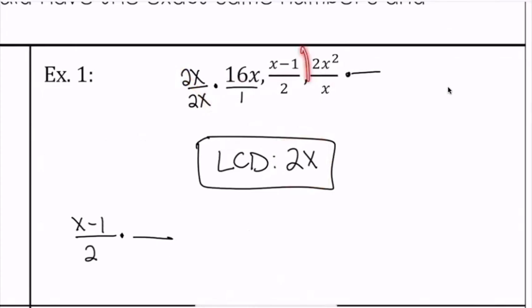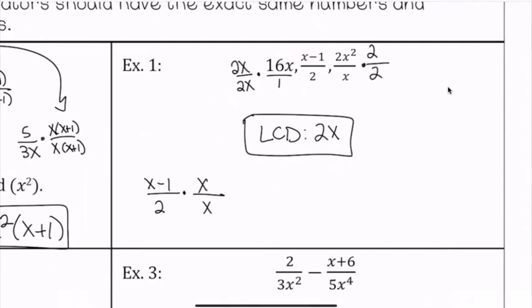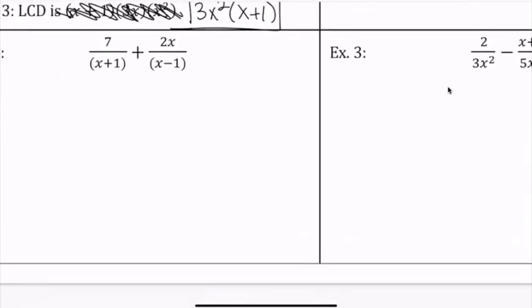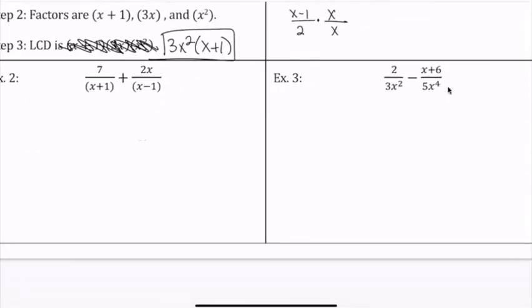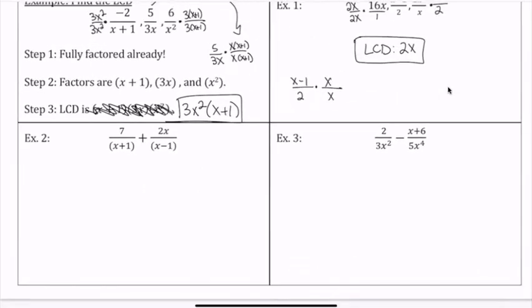Looking over at this one, we already have an x. We're missing a 2. And then our x minus 1 over 2, we already have a 2. We're missing an x on this one. And there we go. Good. Go ahead and try number 2 and number 3. I think you could figure out number 3 as well. So try both of those and then come back when you're ready to check it.